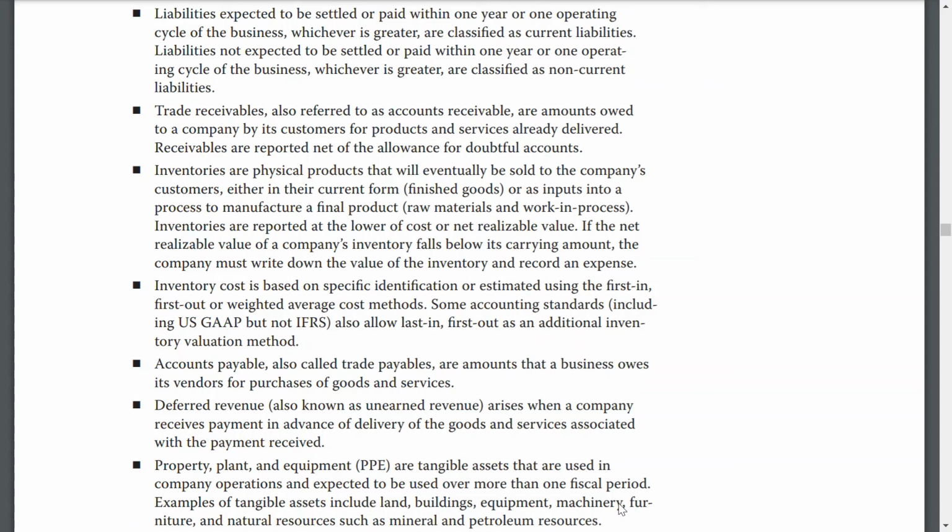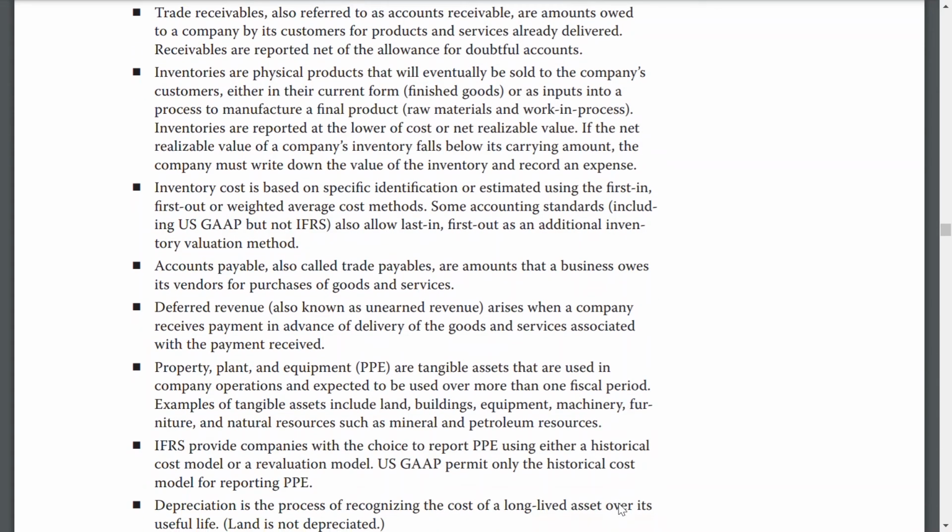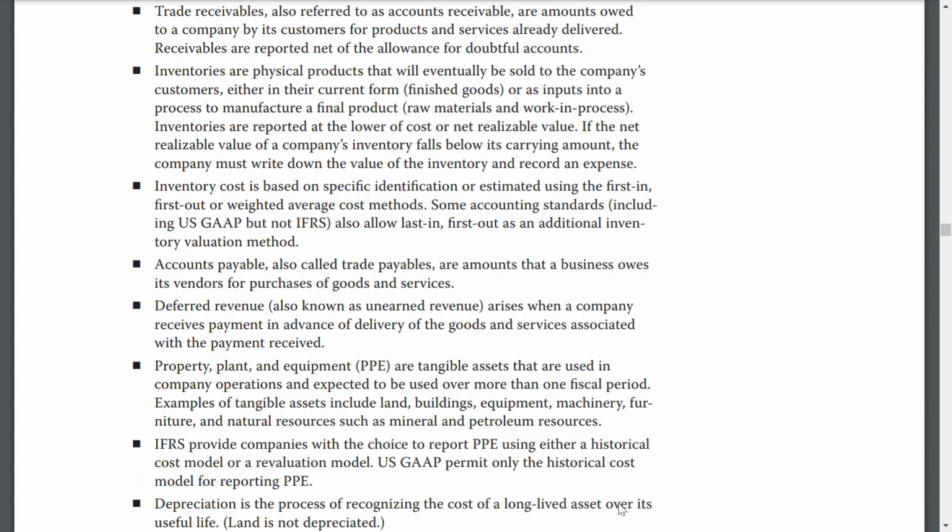Trade receivables, also referred to as accounts receivable, are amounts owed to a company by its customers for products and services already delivered. Receivables are reported net of the allowance for doubtful accounts.